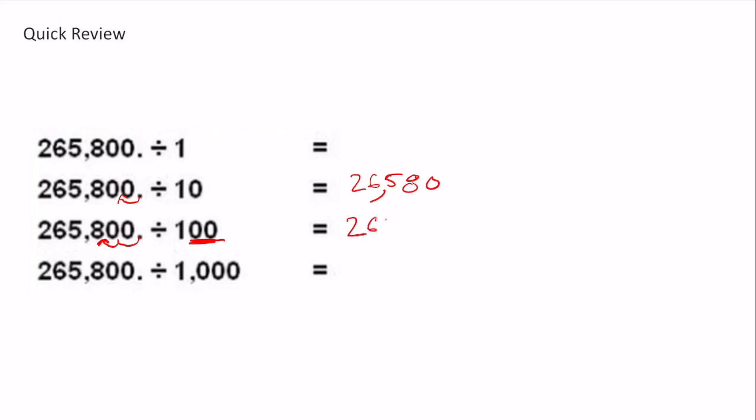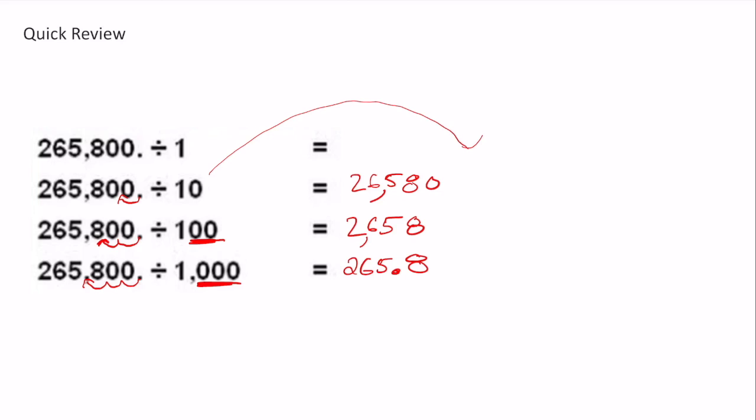So 26580, and our decimal place is right there. So the comma moves 1 to the left again. Divide by 1,000. We're moving 3 decimal places to the left. 1, 2, 3, right there. So we end up with 265.8. And again, dividing by 10, right?